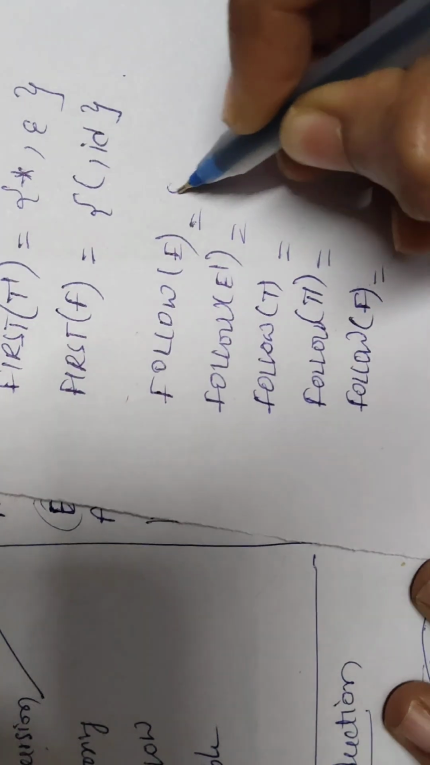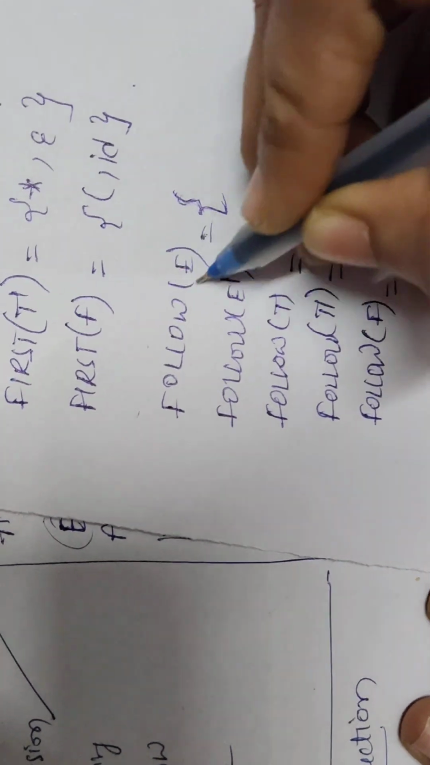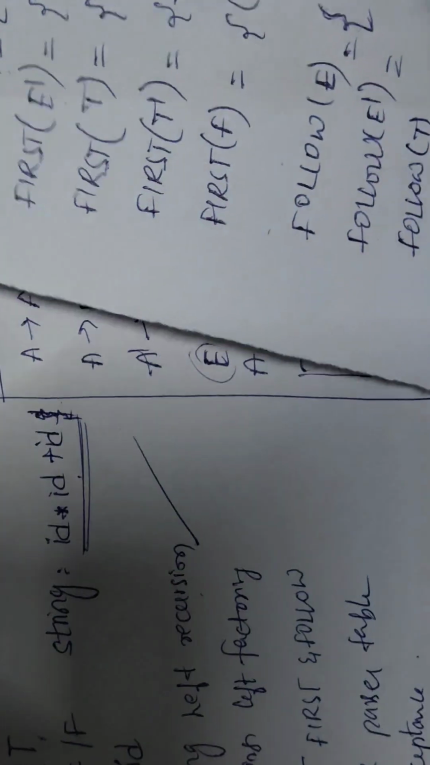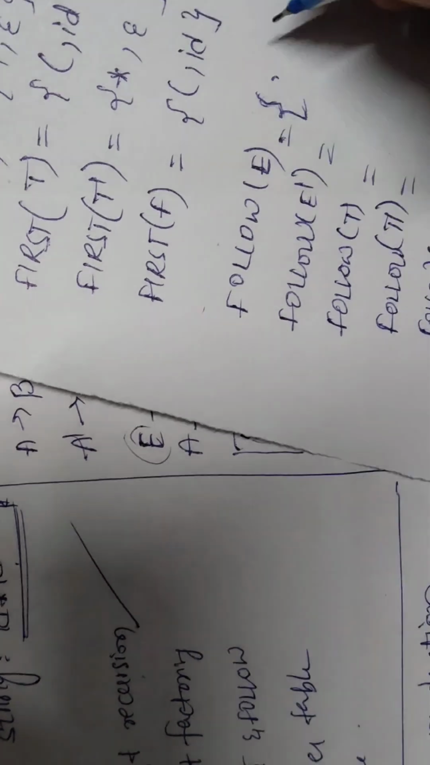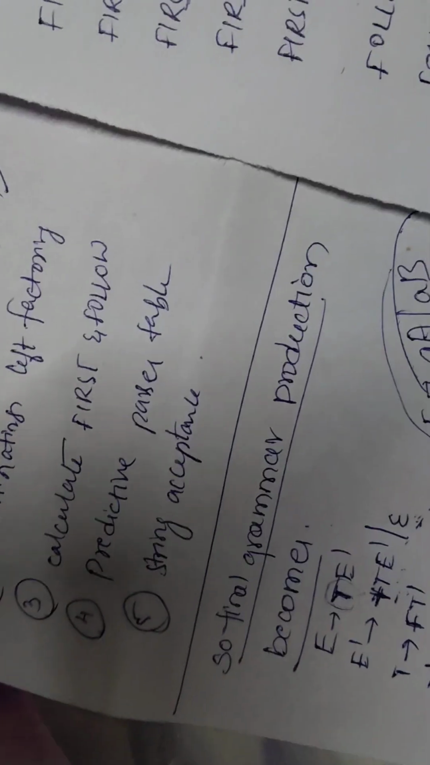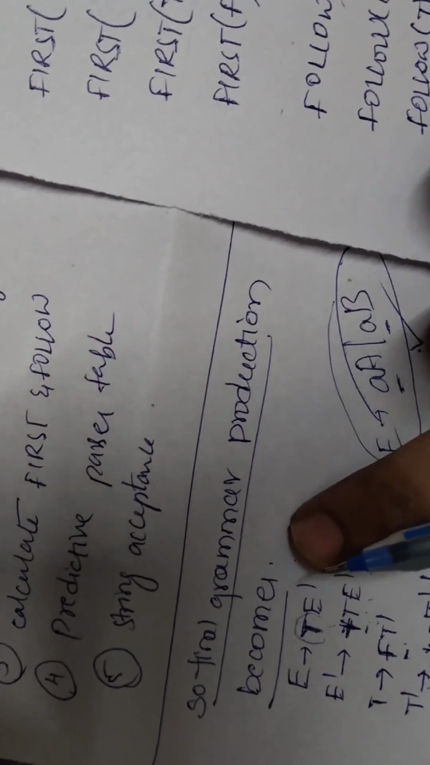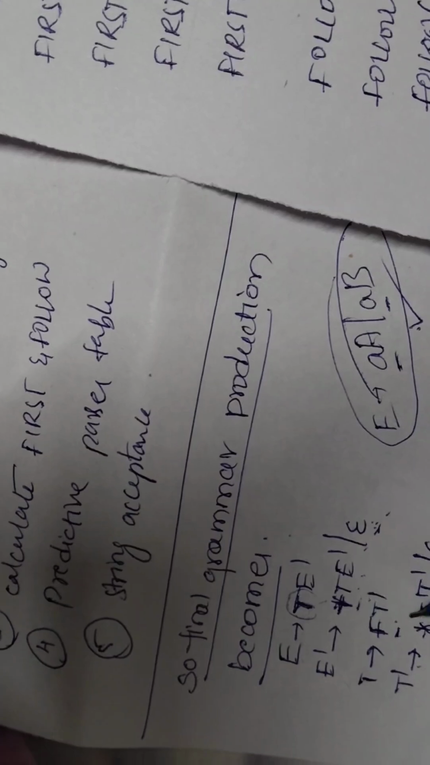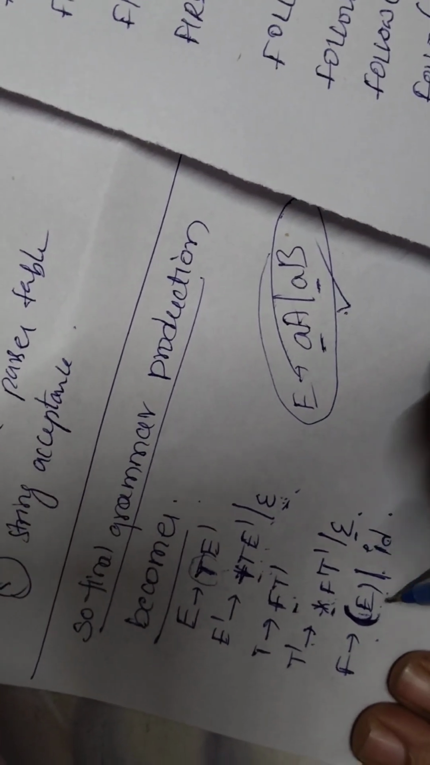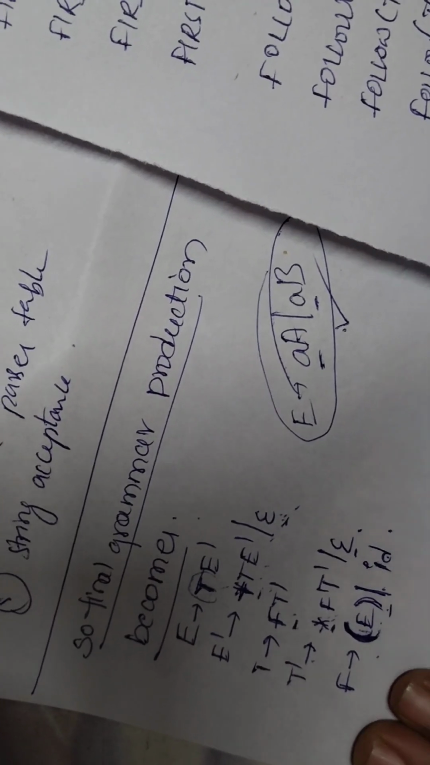Okay, so in order to calculate follow, first, it is the starting symbol of the grammar, right? E is the starting symbol of the grammar, right? So for that starting symbol only, initially we write dollar. Okay, next follow of E. Let's check the grammar productions. What is the follow of E? On the right side you need to check where E is present. As you can see, it is present at last. So who is following E? E is followed by a closed parenthesis. So just write it.